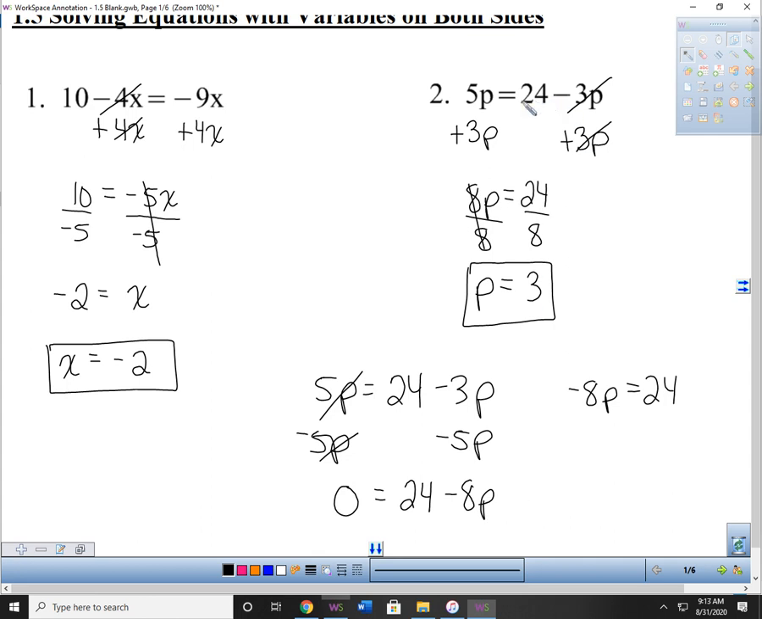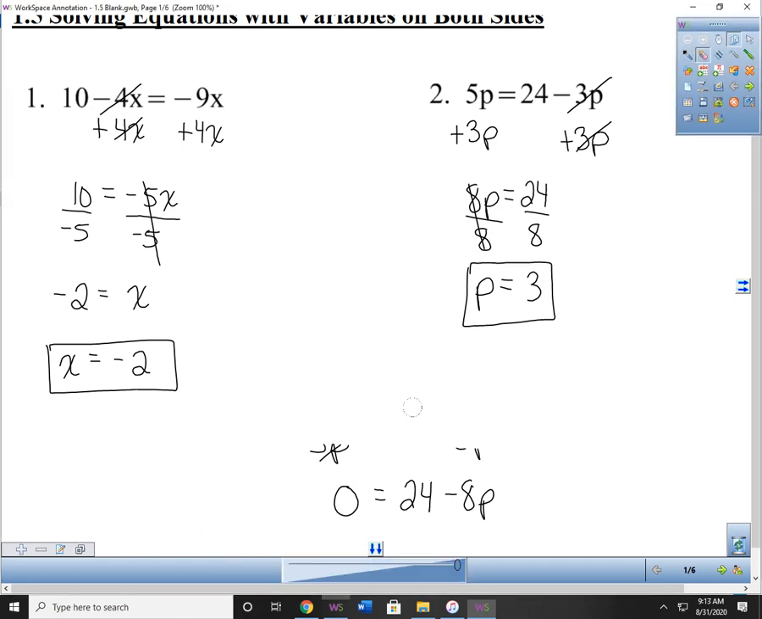Instead, if you look at it and you say, okay, well, I have a p over here and I have a p over here. If I move this p, then I'm going to have to move the 24. So if you give it just a little bit of thought and say, okay, if I put my p's on this side, then all I'm going to have to do is divide. All right, so that's an example of what not to do. Now, if you do that, it's not the end of the world as long as you actually wrote a 0 on that side.